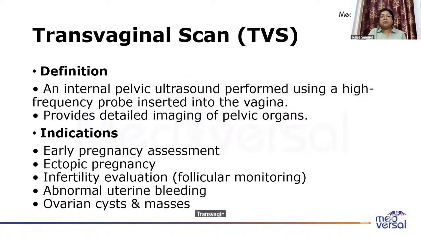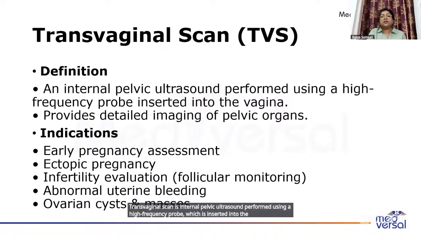Transvaginal scan is internal pelvic ultrasound performed using a high frequency probe which is inserted into the vagina. This will provide detailed imaging of the pelvic organs. What are the indications? It is early pregnancy assessment, ectopic pregnancy, in infertility evaluation, that is follicular monitoring, in AUBs, in any ovarian cyst and masses.